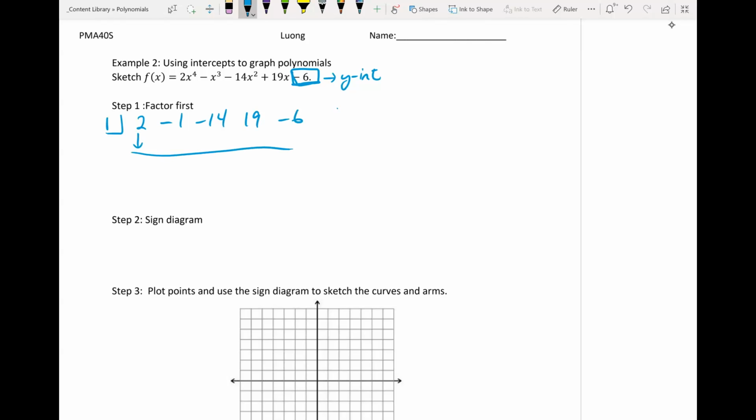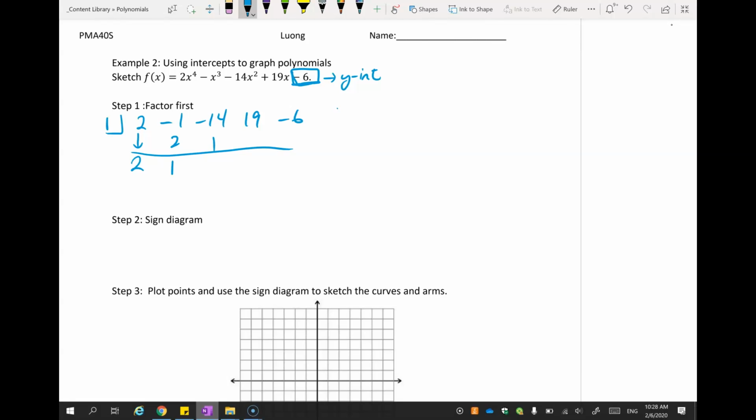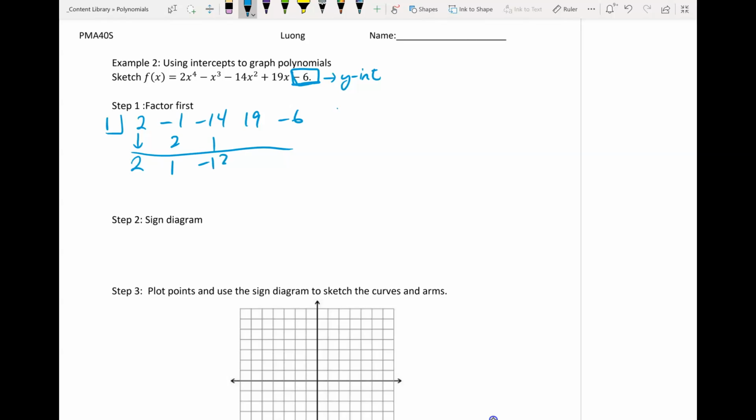I can bring down the 2 and then start my synthetic division. So 2 times 1 is 2. Combining these is 1. 1 times 1 is 1. And I have to combine it with negative 14. So that's negative 13. Negative 13 times 1 is negative 13. Combining 19 and negative 13 is 6. Then 6 times 1 is 6. Combining these is 0. So because we have a remainder of 0, we know that using synthetic division with 1 worked out.